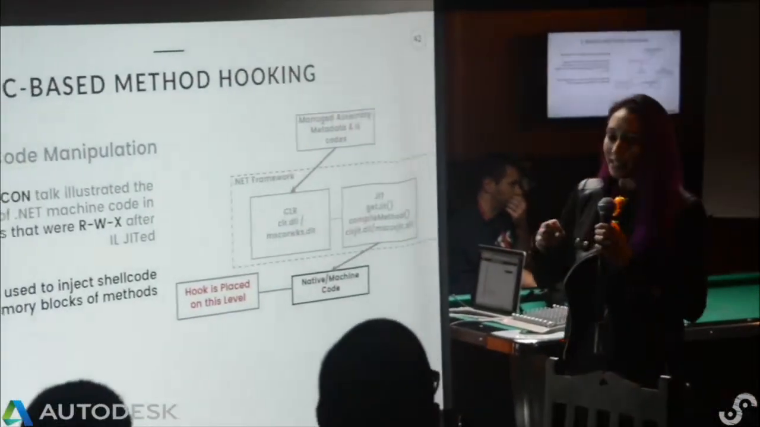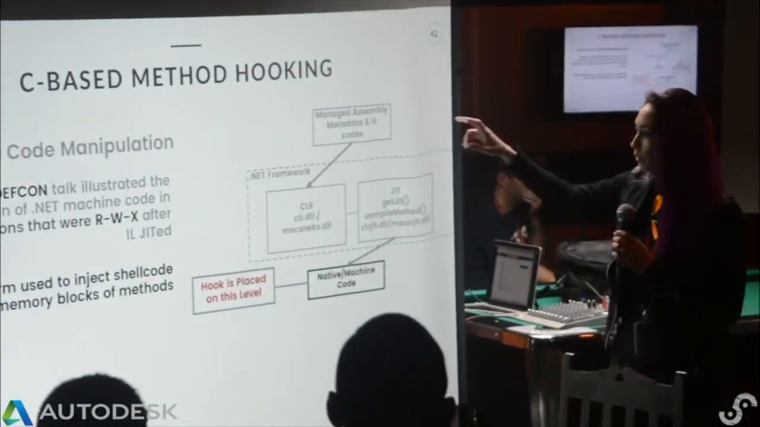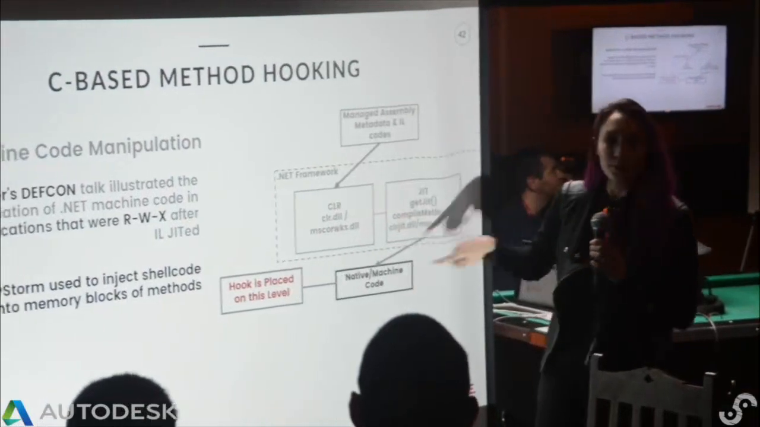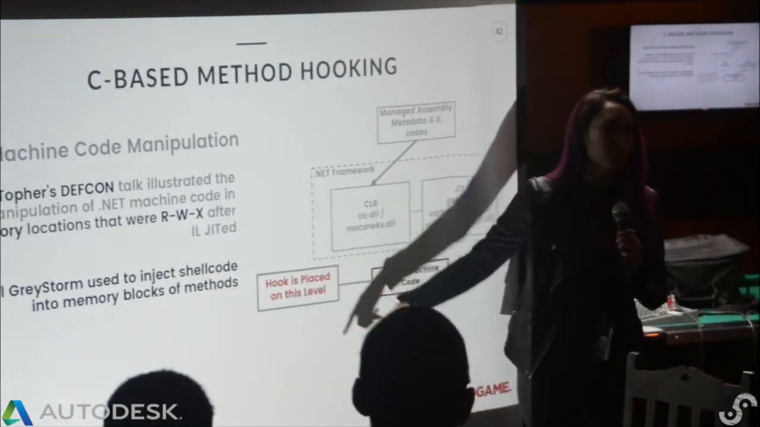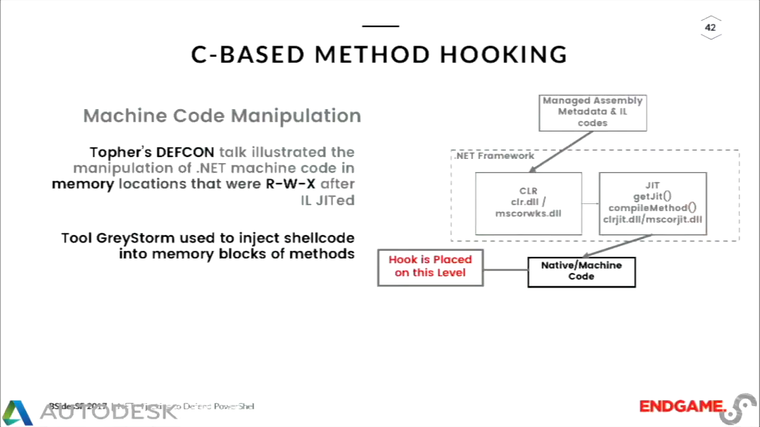All right, C-based method hooking, the final one. Instead of hooking on the JIT level, we want to hook when it gets down to the native CPU instructions. So you're actually creating your normal assembly instructions to do the trampoline. This was actually from Topher's DEF CON talk. I think he did the Black Hat talk too. He created an offensive tool that would just overwrite code blocks in memory because he had the ability to, because memory locations were RWX.